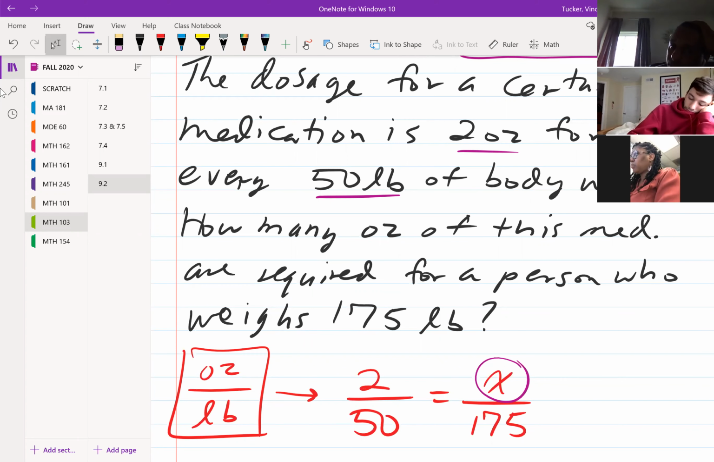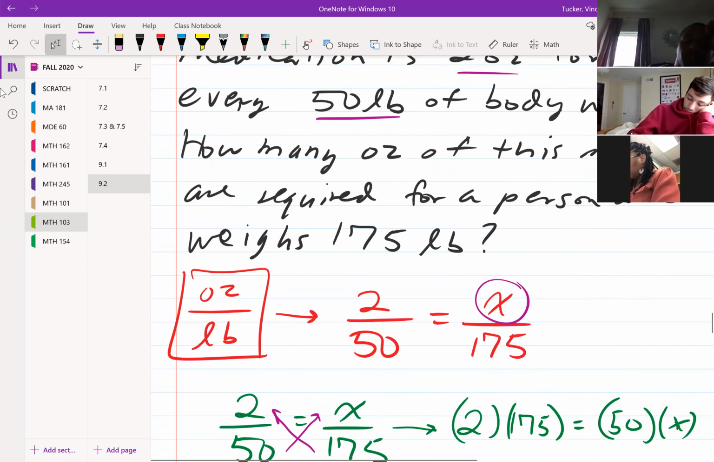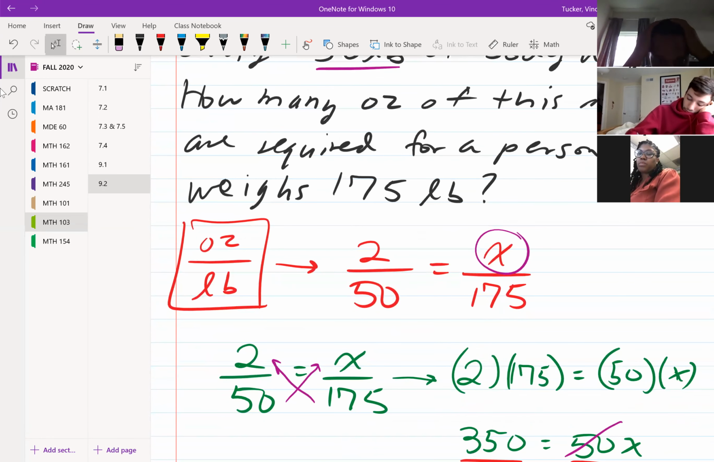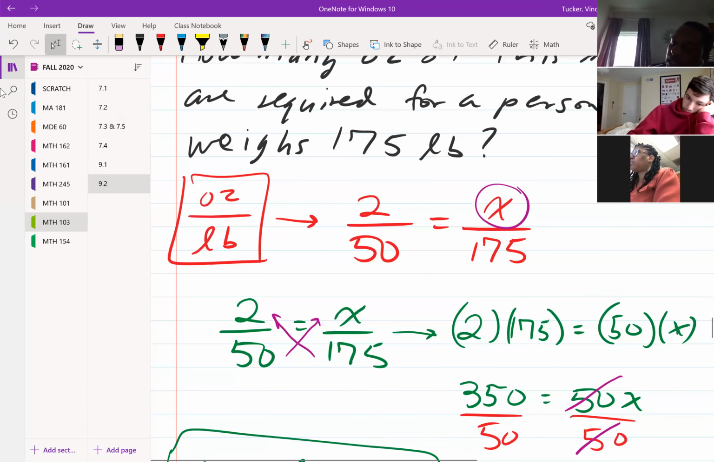Then it says how many ounces, so that's my X. How many ounces of medication required for a person who's 175 pounds? That's on my denominator because we're doing ounces over pounds. So 2 over 50 equal to X over 175. So you cross multiply: 175 times 2, 50 times X. So 175 times 2 is 350. 50 times X is 50X.